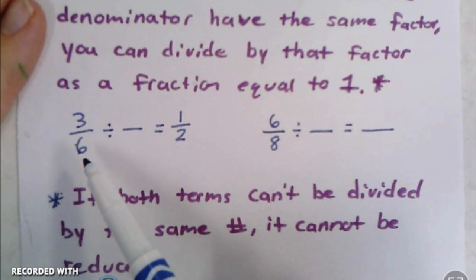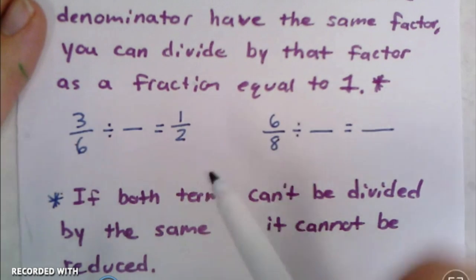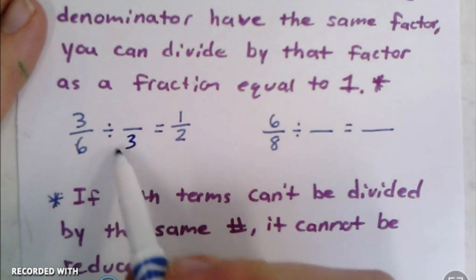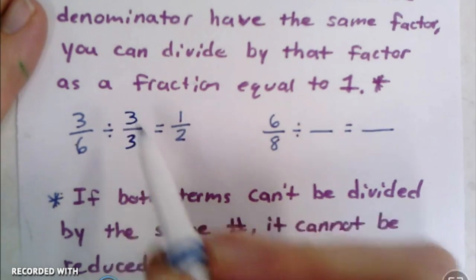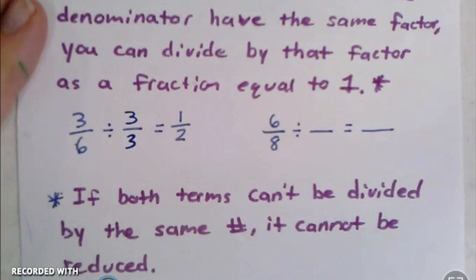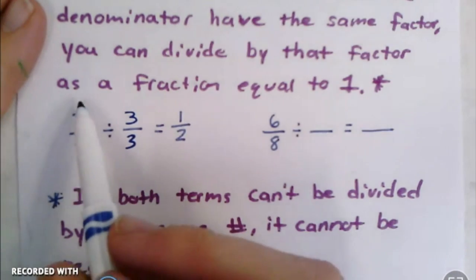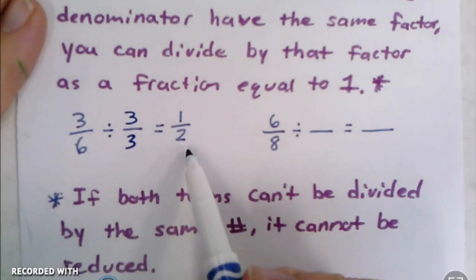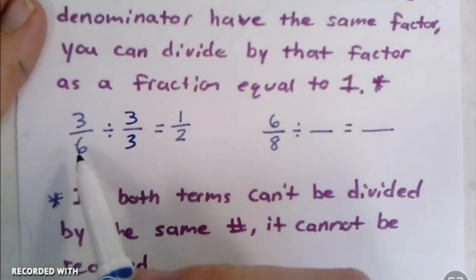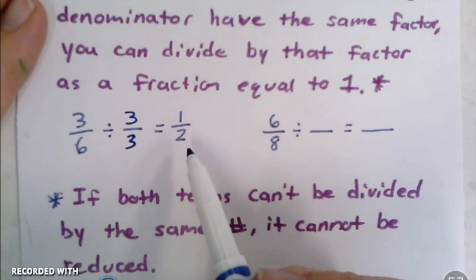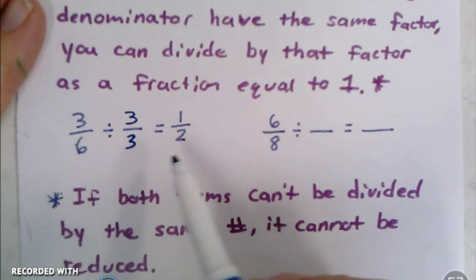So what do I divide 6 by to get 2? 3. And then whatever I divide the denominator by, I have to divide the numerator by. So 3 divided by 3 is 1. So here's a fraction equal to 1 that I'm dividing this fraction by to get a new fraction that is still equivalent to this one. It means the same thing. 3 is half of 6, 1 is half of 2. But instead of going bigger, we're going smaller.